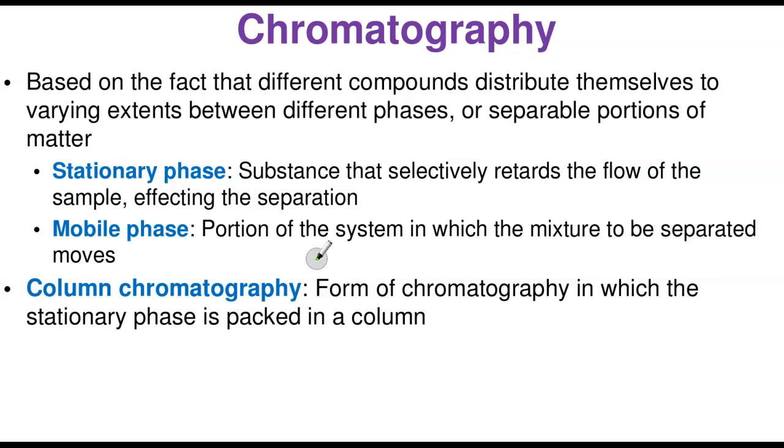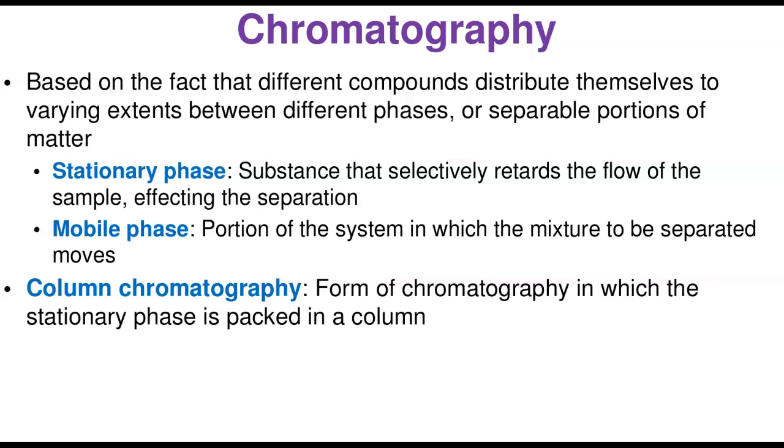So if the substance has a lot of interaction with the stationary phase, it's not going to flow. What it means is that it's going to want to stay and allow the mobile phase to go through. So the mobile phase is the portion of the system in which the mixture to be separated moves. It is that one that moves along with what you're going to separate. And at the end of the day, you're going to now get your product by elution. So column chromatography is particularly used and has offered a lot of promise. Column chromatography is a form of chromatography in which the stationary phase is packed in a column.